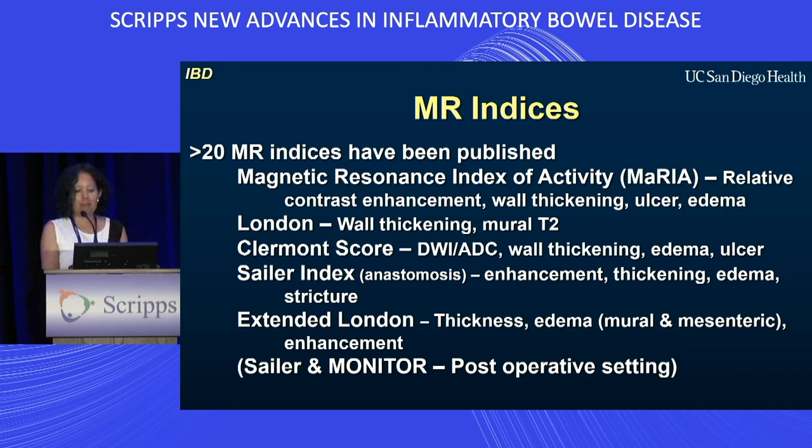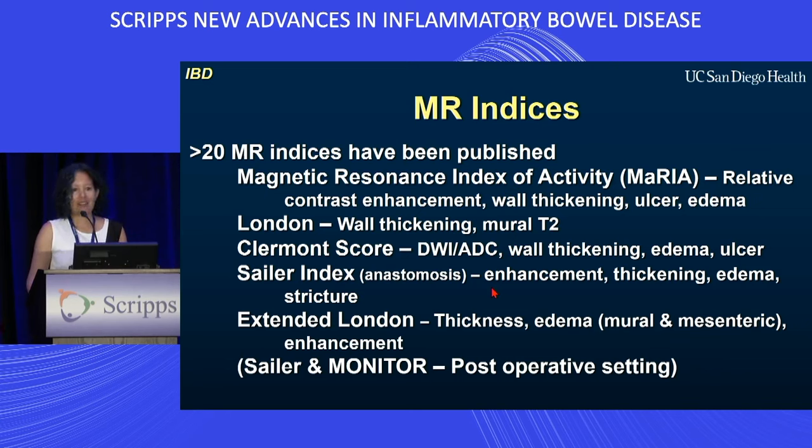The ones that have gained the most traction are some of the ones that I've listed here: the Maria, the London score, the Claremont score, the Saylor index, which is predominantly for evaluation of anastomoses, and then the extended London index. You can see that there's a lot of work to be done here. There's a lot of people very interested in having their name on an index.